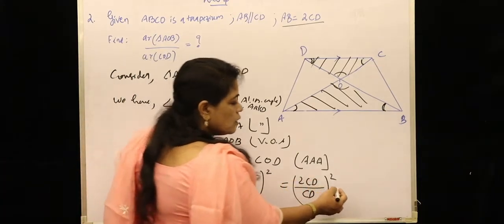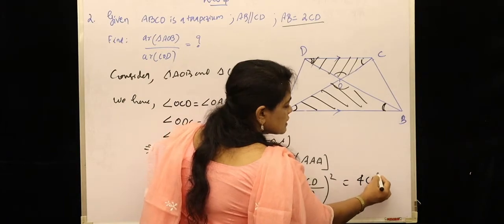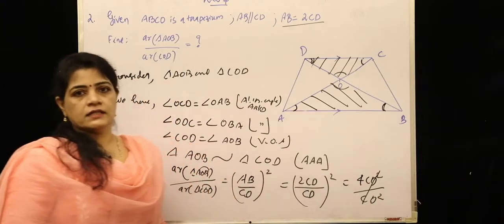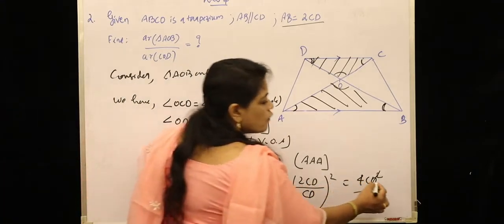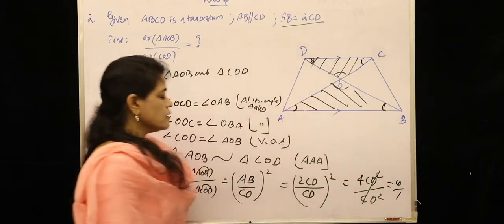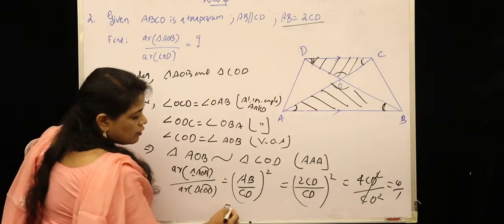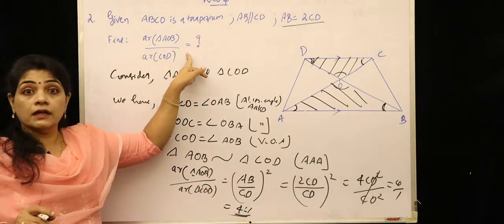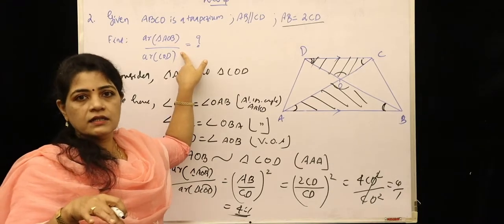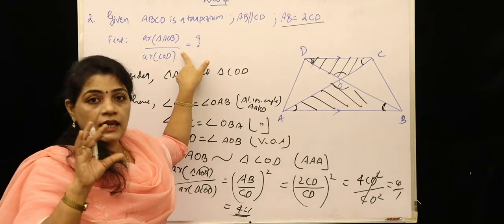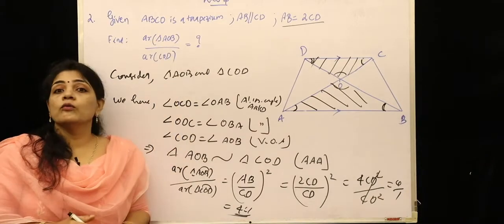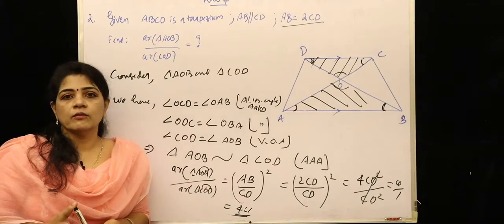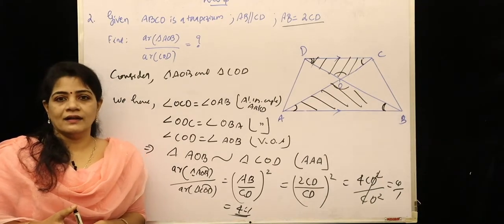That means 2CD whole square means 4CD square divided by CD square. CD square gets cancelled, so this is equal to 4 by 1. So in terms of ratio, this is equal to 4:1. So we now have the area of these two triangles in terms of ratio: area of triangle AOB divided by area of triangle COD equal to 4 divided by 1, that is 4:1.